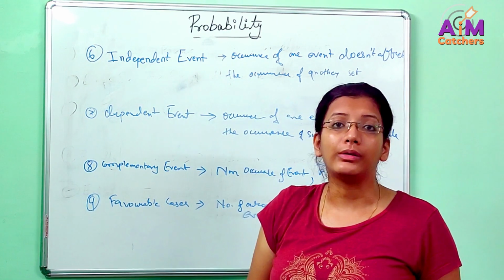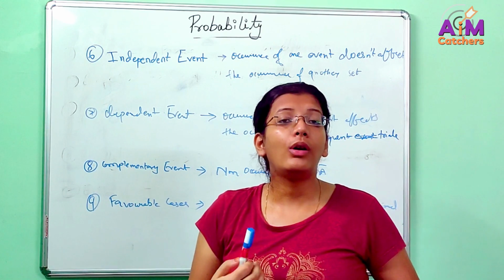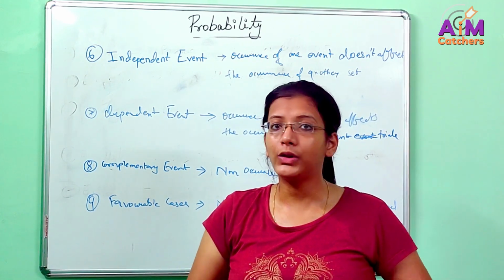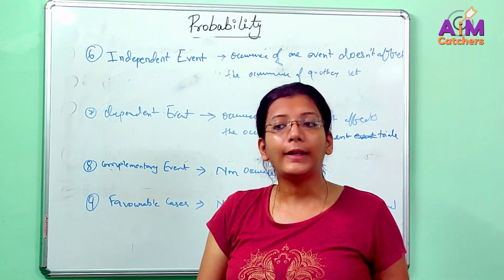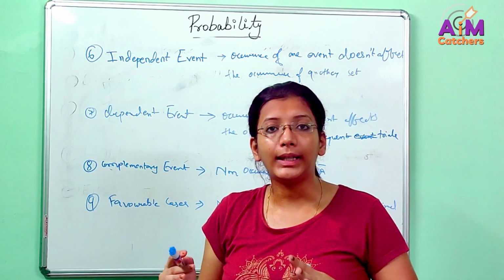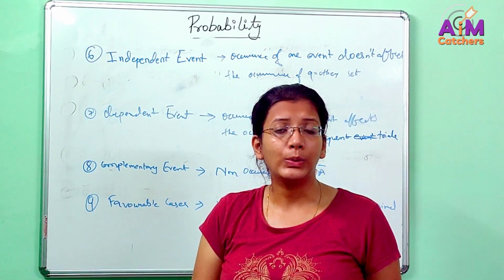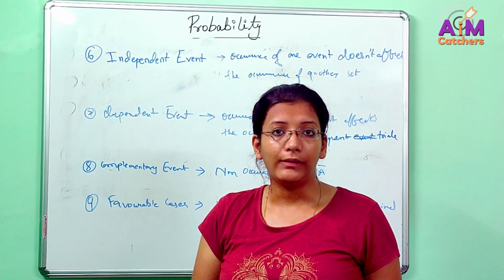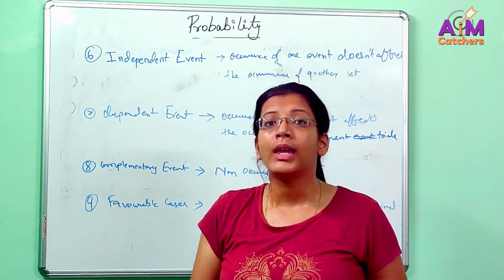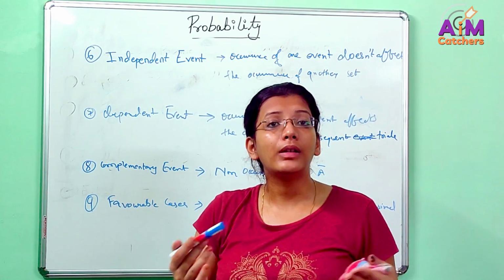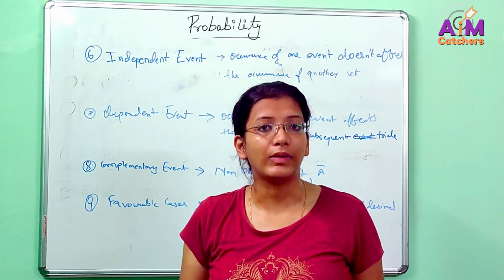Dependent event is just opposite. Occurrence of one event affects the occurrence of subsequent try. Say if you draw a king from a pack of 52 cards, the probability of getting a king is 4 by 52. And if in the first trial you get that king, and you keep that card aside, you don't put it back into the pack of 52 cards, and then you go to a second trial of the event, then the probability of getting a king is now 3 by 51. It does not remain the same. The probability is getting reduced. So the occurrence or the result of the first trial has affected the result of the second trial. So these are dependent events.